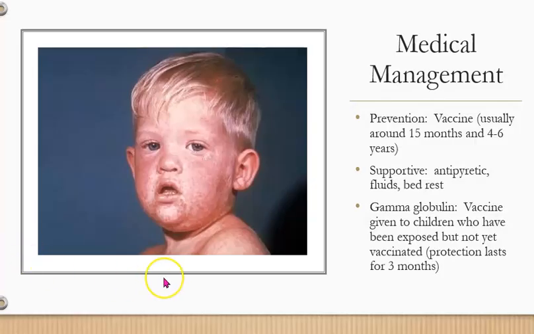Medical management for this, of course, is going to be prevention. You want to make sure that they have their vaccines and are up to date, usually around 15 months, and then again at 4 to 6 years of age. You're going to give them antipyretic medications as well as bed rest. Now, the gamma globulin is a vaccine given to children who have been exposed but not yet vaccinated. That protection lasts up to 3 months.